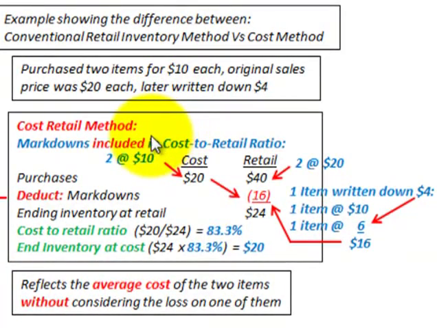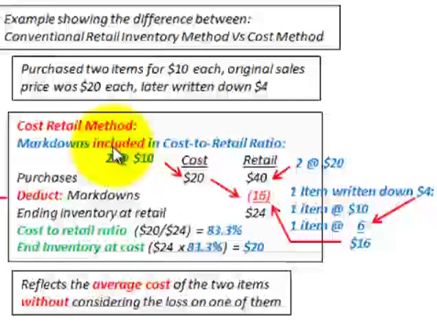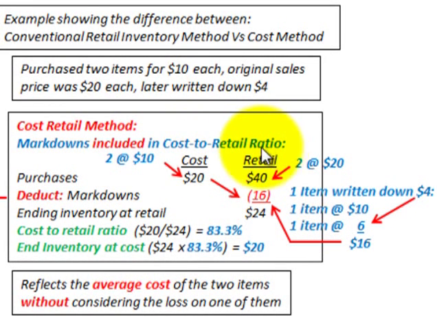So let's first look at our cost retail method. This is where the markdowns are included in this cost to retail ratio. For example, we have two items at $10 each, where their cost is $20. That's for the purchases. And then the retail price, well, we have two items at $20 each, so our retail was $40, and that's just for our purchases.